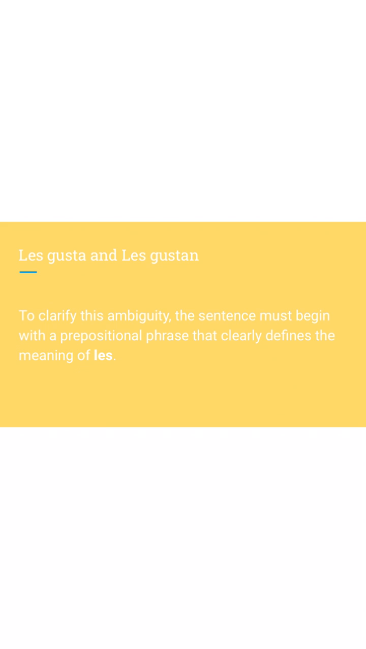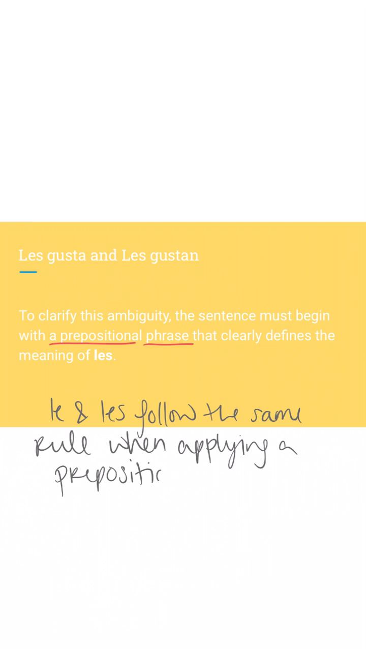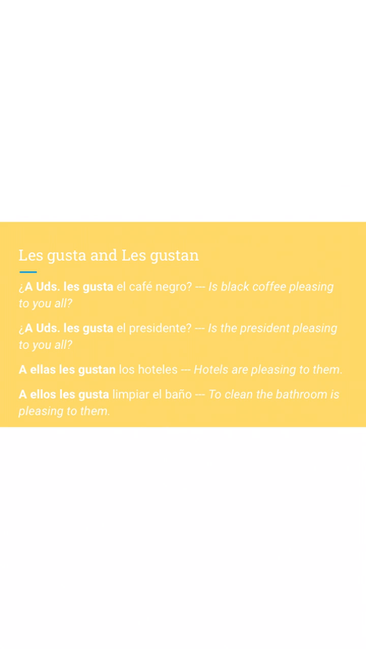So, in order to clarify this ambiguity, we must include at the beginning a prepositional phrase that clearly defines the meaning of les. We follow this exact same rule when it comes to le. Therefore, le and les follow the same rule when applying a prepositional phrase. And there we go. All right, so down below here, we're going to see some examples including these prepositional phrases.